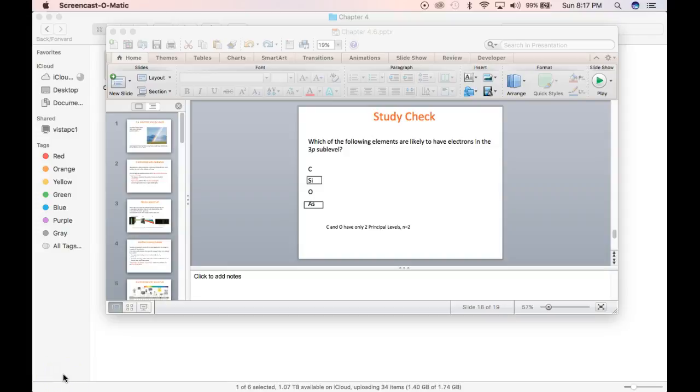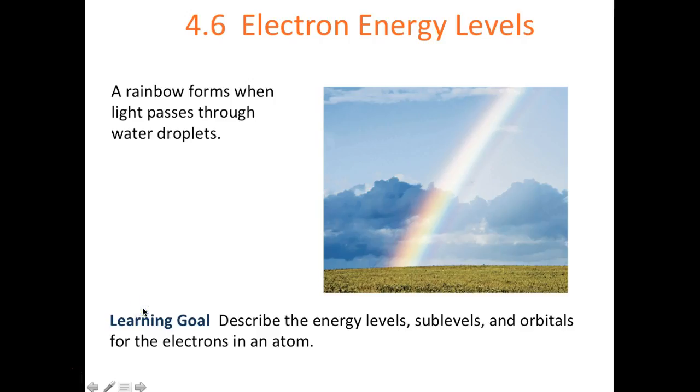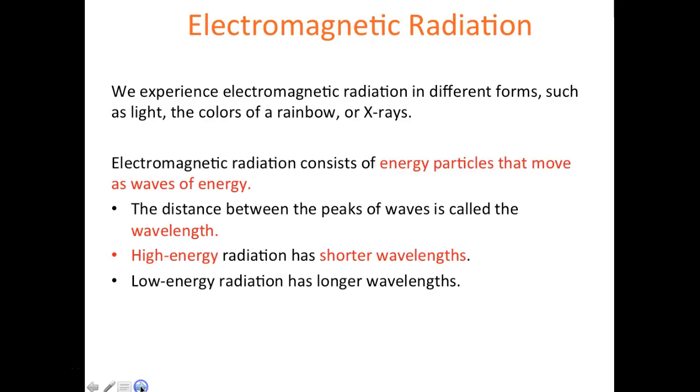So in this video, we're going to be discussing chapter 4 and section 4.6, and that's the arrangement of electrons in energy levels surrounding the nucleus. So electrons are arranged in a very specific manner at specific levels of energy that surround the nucleus. But before we get to that, we have to talk a little bit about just electromagnetic radiation and the energy waves.